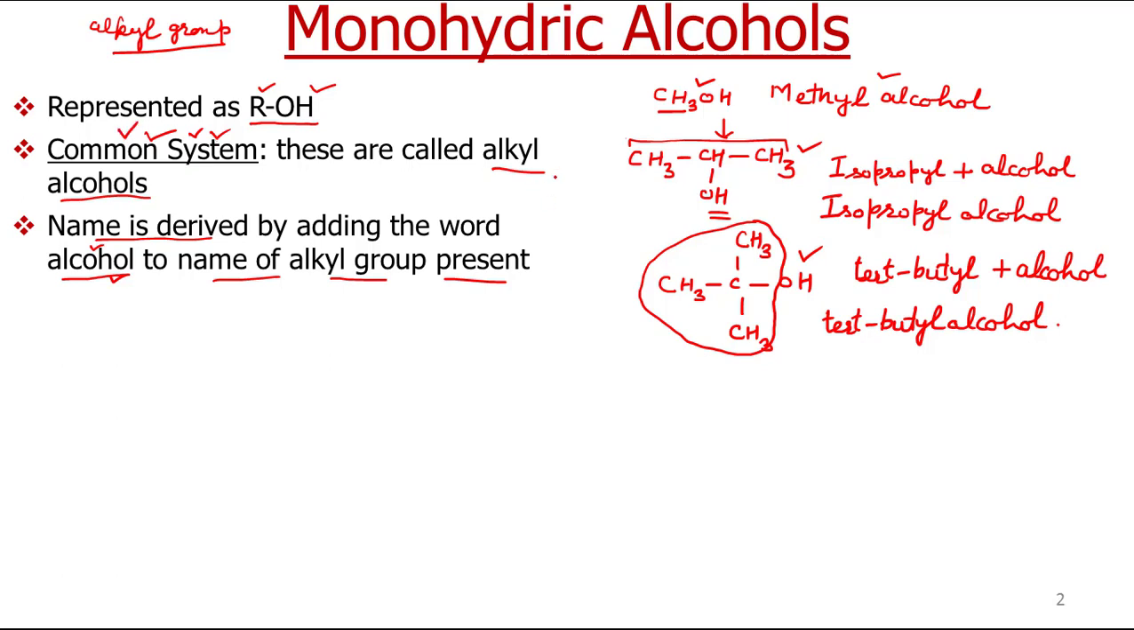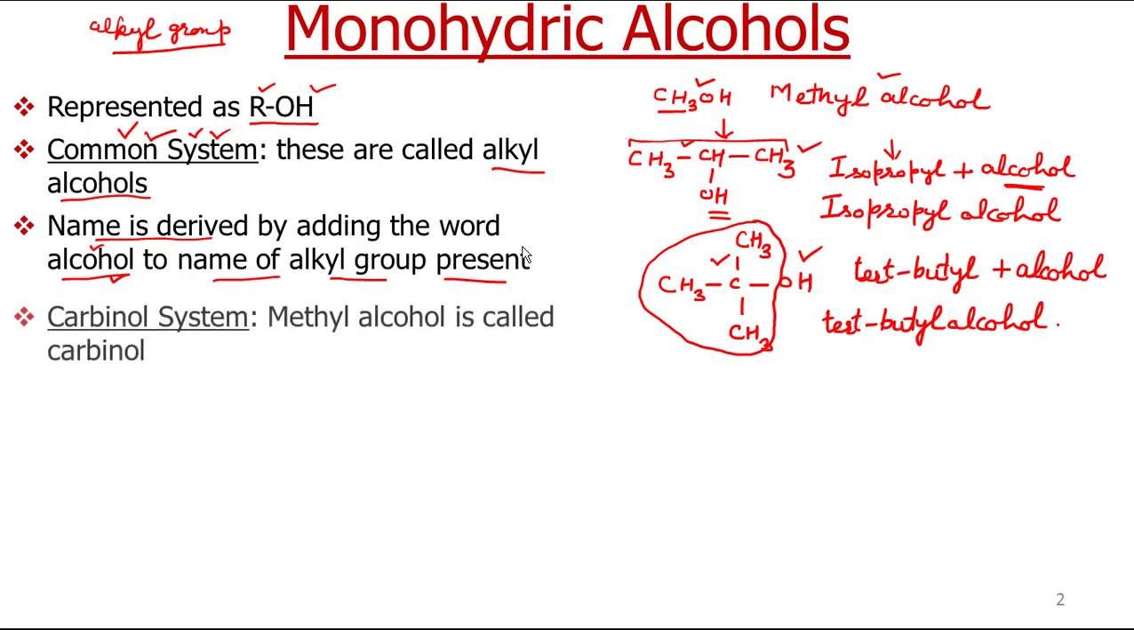So this is how we name various alcohols using the common system. This is quite simple. We just have to identify the alkyl chain, use the name of that alkyl group, and at the last add alcohol. Like this was methyl alcohol, this was isopropyl alcohol, and this was tertiary butyl alcohol. So this system is very simple to name very simple organic compounds which contain an OH group.